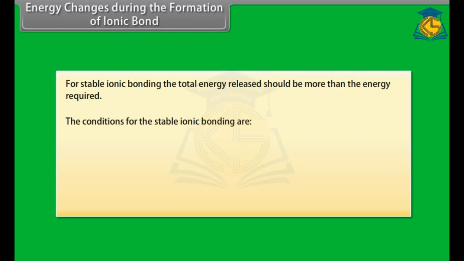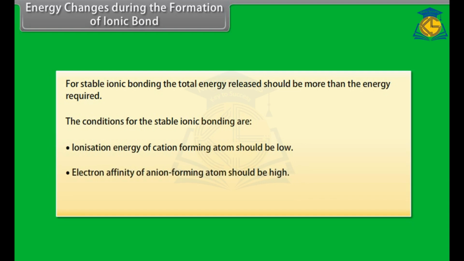The conditions for the stable ionic bonding are: ionization energy of cation forming atom should be low. Electron affinity of anion forming atom should be high. Lattice energy should be high.